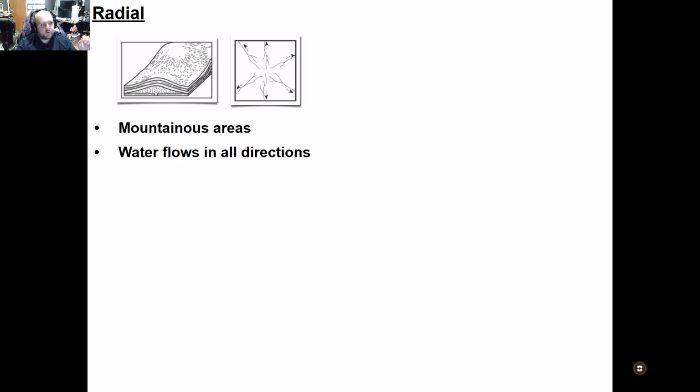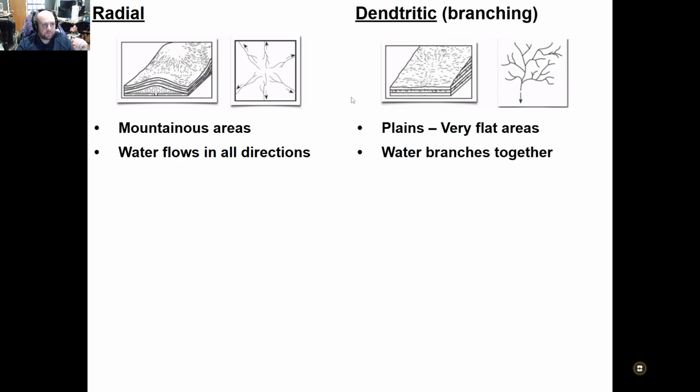So, first we have a radial pattern. This is very common in mountains. Water flows in all directions. So if this were the top of the mountain here, it would flow outward in all directions going downward. Okay, pretty straightforward. That's called a radial pattern. The next one is called dendritic.